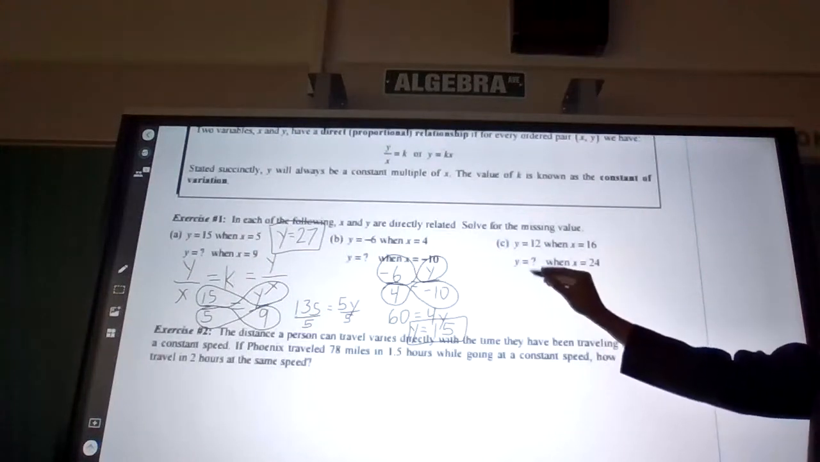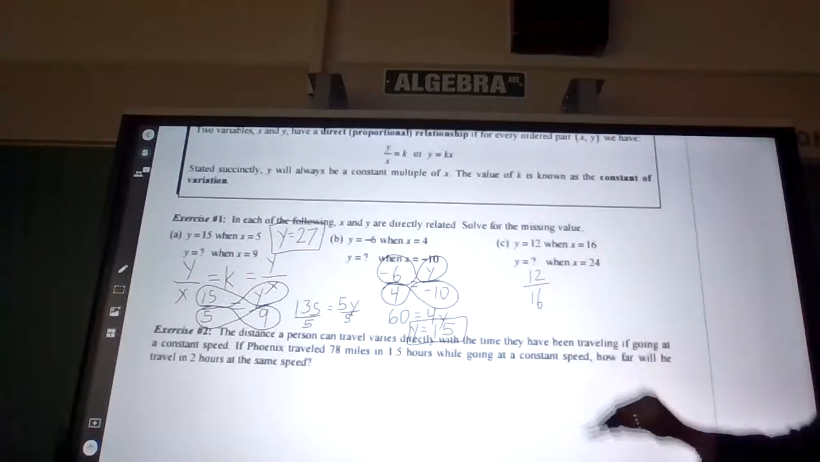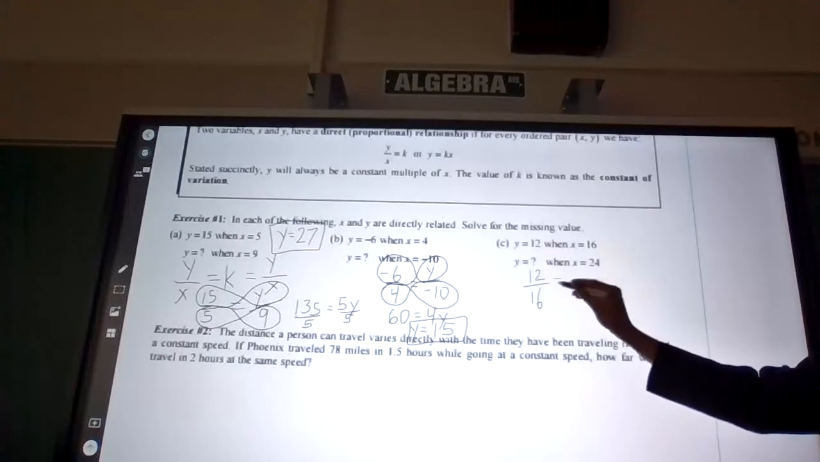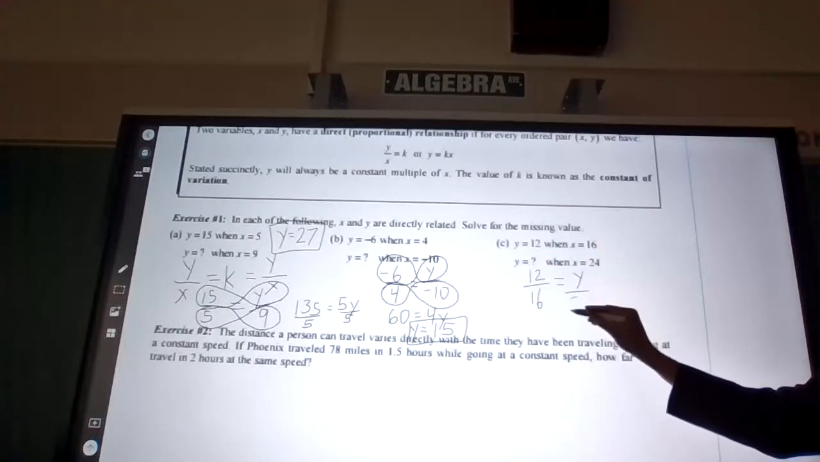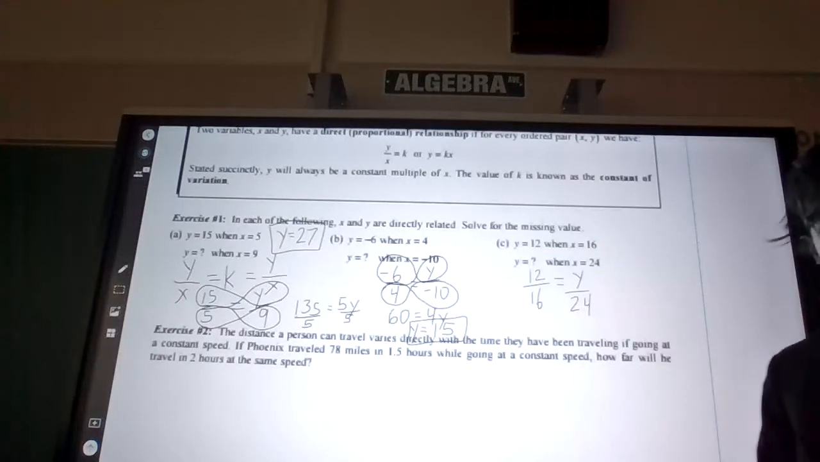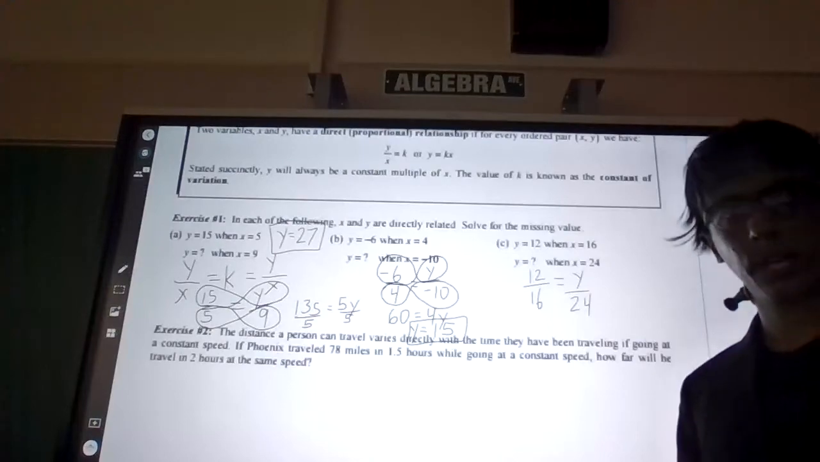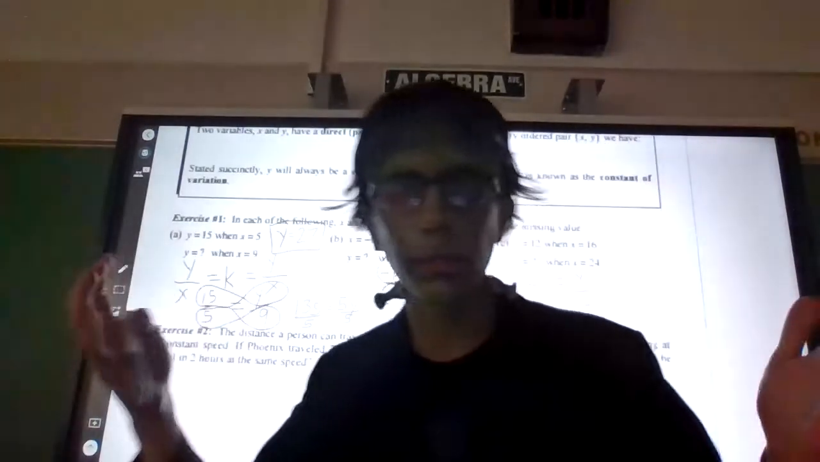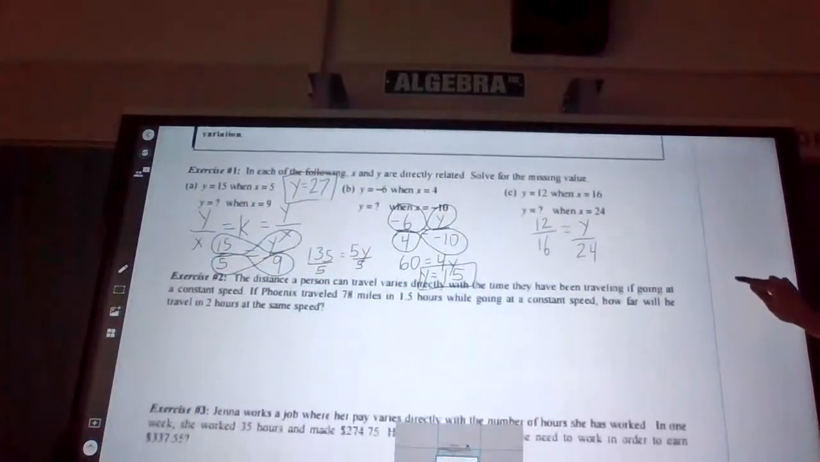Okay, and the last one here, boom, boom, boom. 12 over 16, y over x equals y over 24. Okay, I will leave that one for you guys. Moving on to exercise 2.